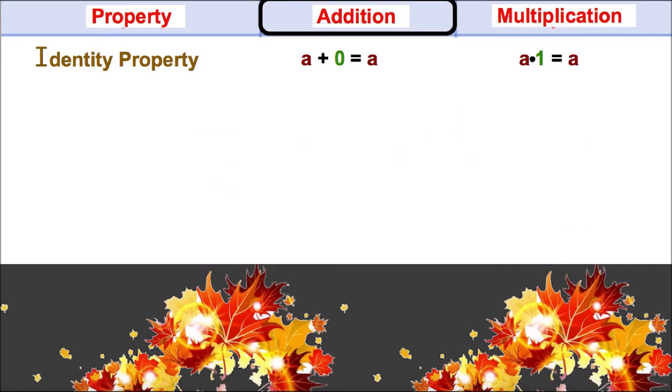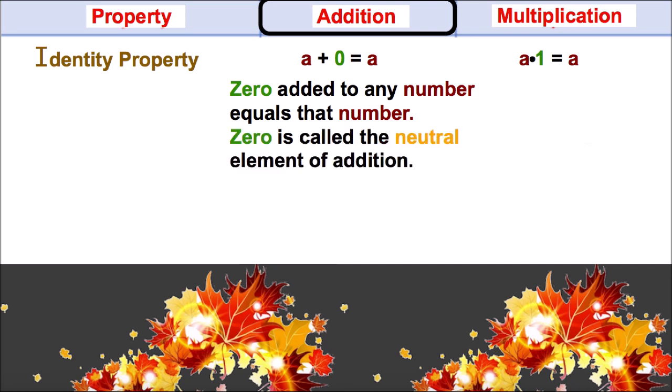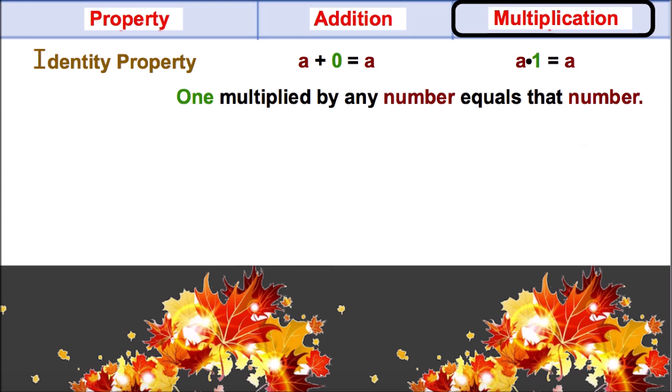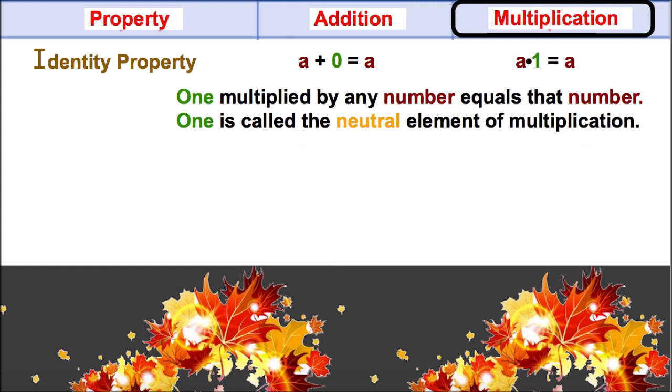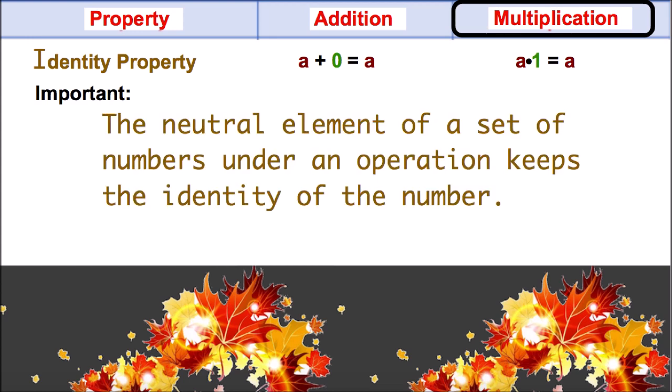Now we have the identity property. That is, for addition, a plus 0 equals a. 0 added to any number equals that number. And 0 is thus called the neutral element of addition. As for multiplication, 1 multiplied by any number equals that number. 1 is called the neutral element of multiplication. Important: the neutral element of a set of numbers under an operation keeps the identity of the number.